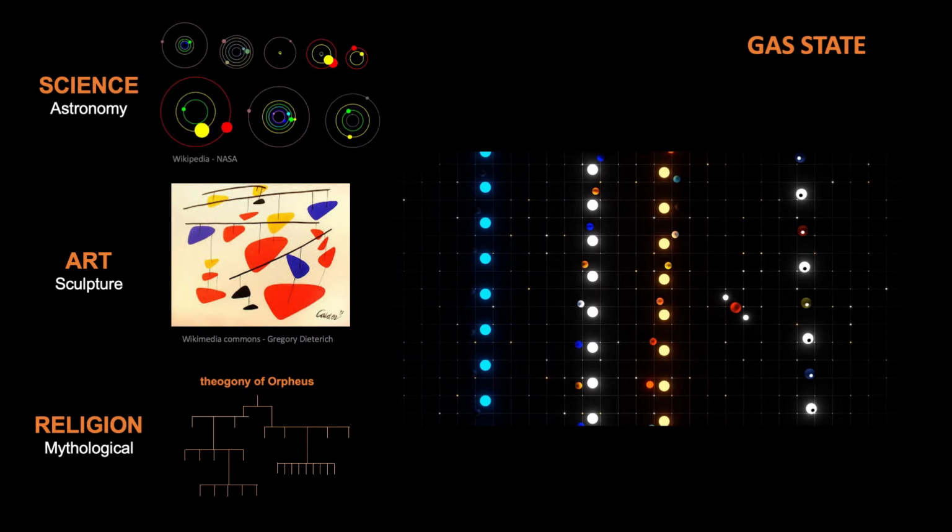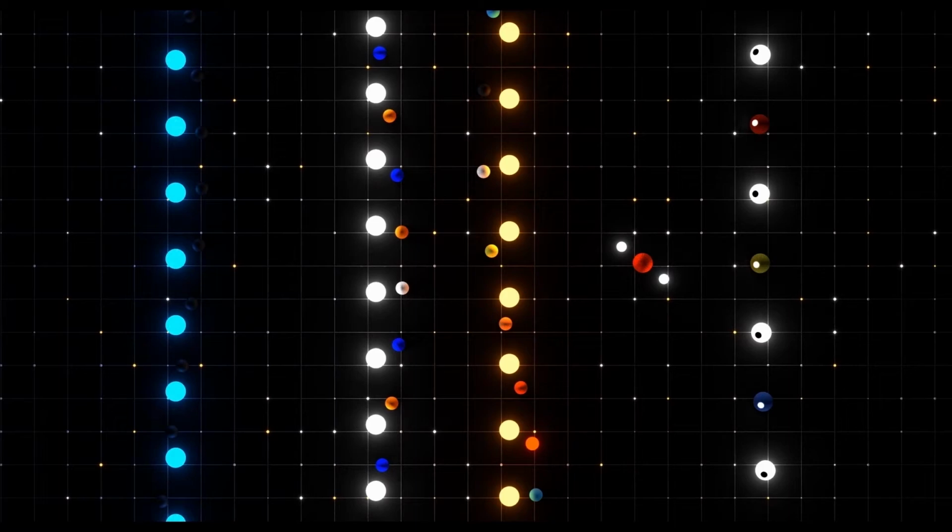In the gas state, the same idea, in this case astronomy, sculpture, and mythological religions. Here there is this combination of molecules that are the structural idea, but also with the celestial objects. Each of these particles that we see is also a kind of representation of a celestial object. In art, the inspiration came from sculpture and from the mobiles of Calder. And then there is also a structural guide: each of these particles is an astronomical object that is also associated with the idea of gods. So nothing here happens by chance.